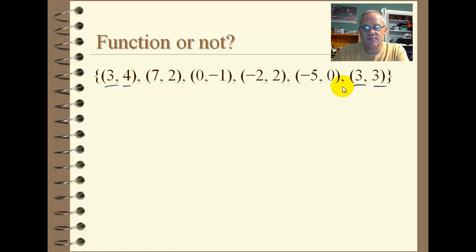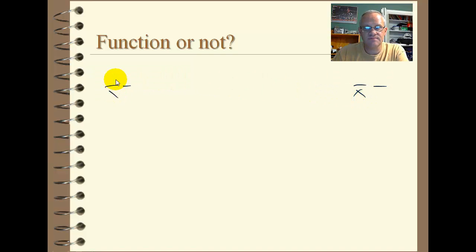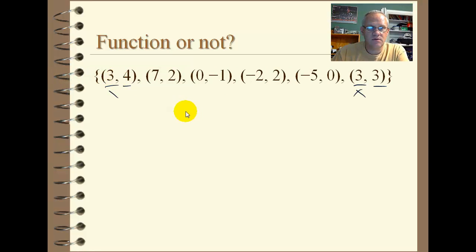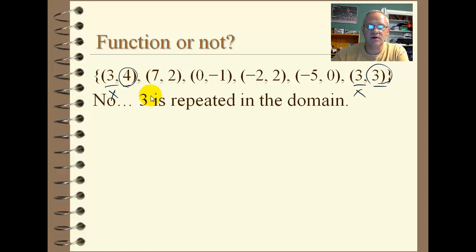If you look at that, that means when x is 3, like here and here, then you've got two possible y's. Y could be 4 or y could be 3. So when x is 3, y could be 3 or 4. So that means this is not a function because the 3 comes up twice in the domain.